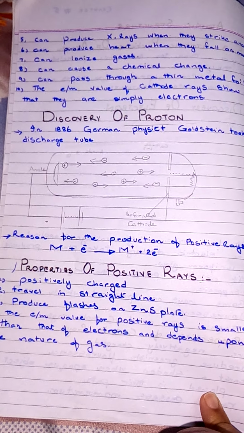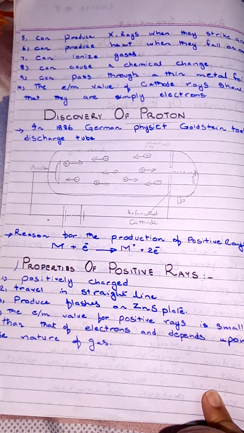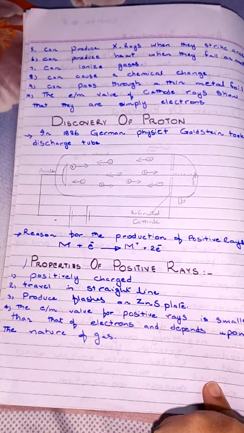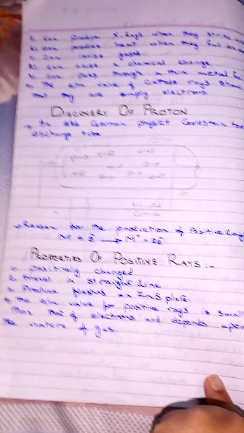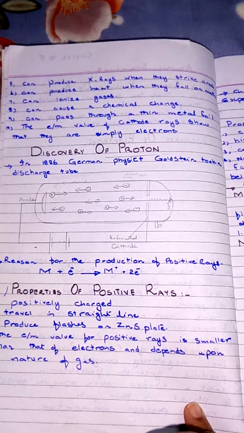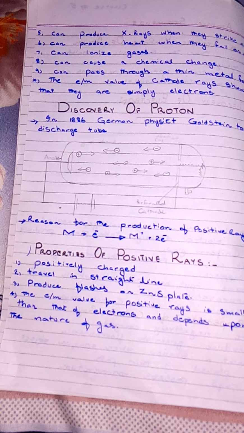Okay, students, this was the topic about electrons, discovery and properties. Now we will study the discovery of proton and properties of proton. In 1886, German physicist Goldstein performed a discharge tube experiment.